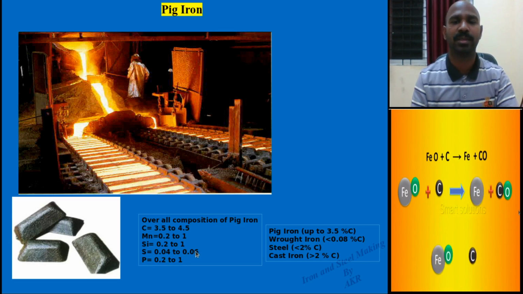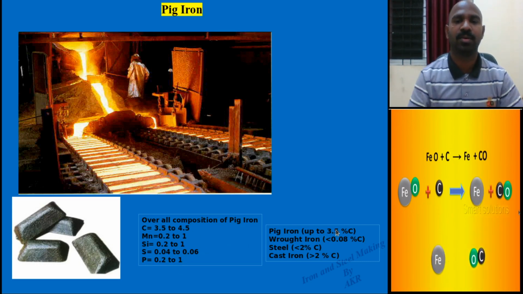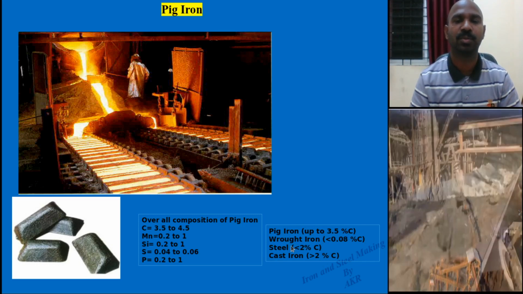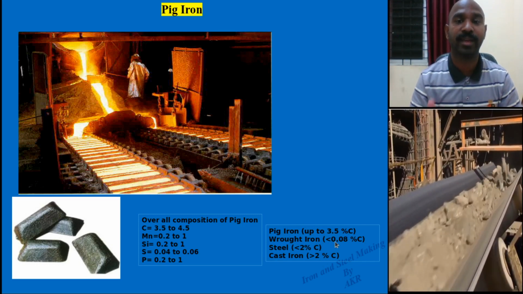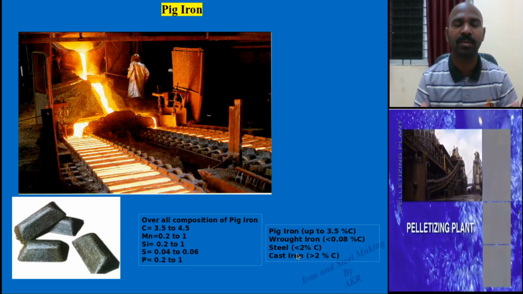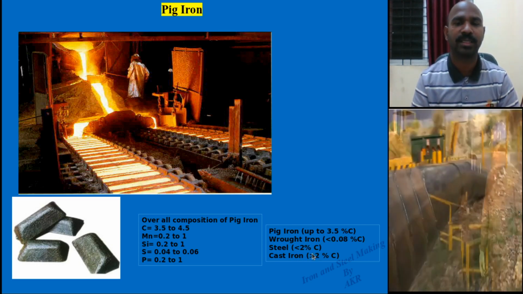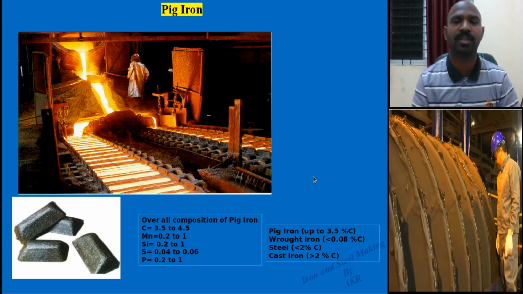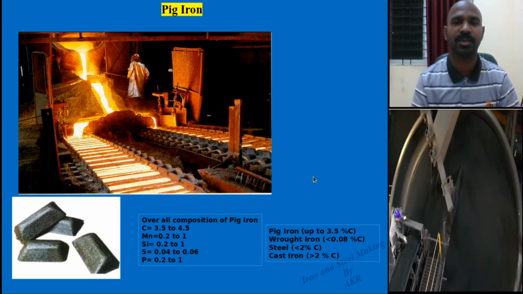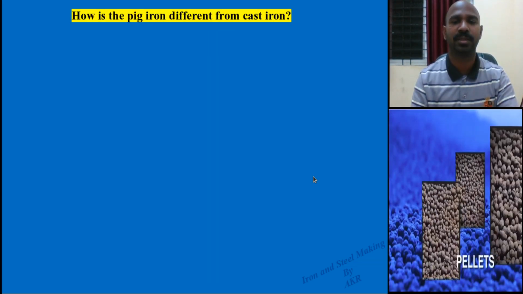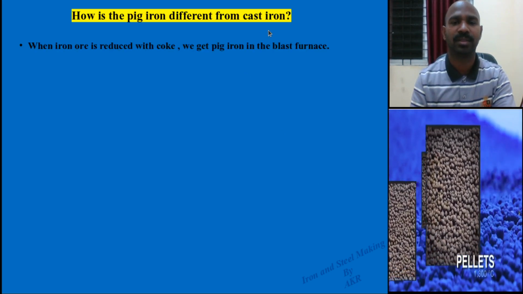Sulfur is reduced to a large extent, and based on the carbon content you divide various materials. Pig iron up to 3.5%; wrought iron less than 0.8% of carbon; steel less than 2% of carbon; cast iron greater than 2% of carbon. An important question for comprehensive and viva: how is pig iron different from cast iron?